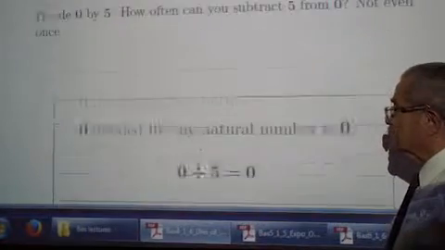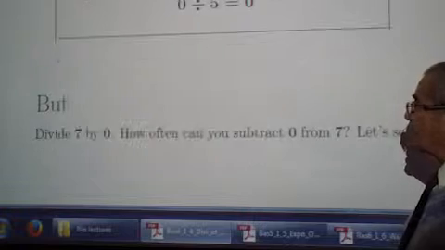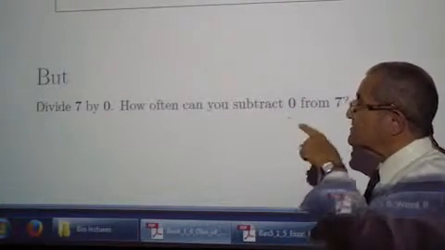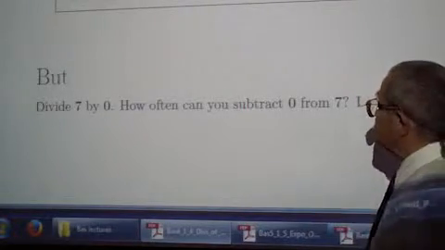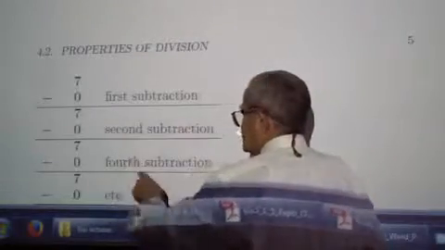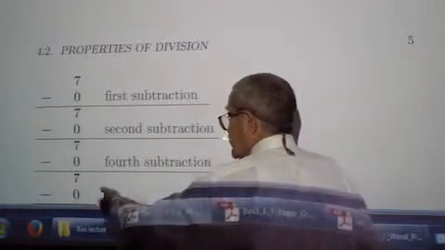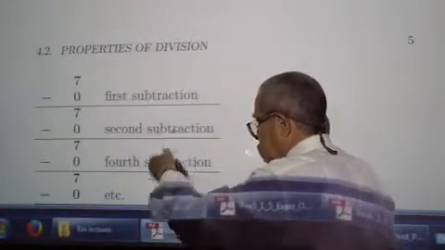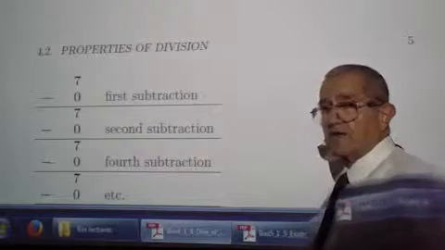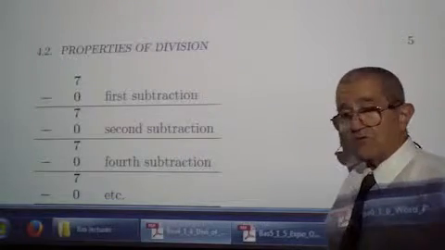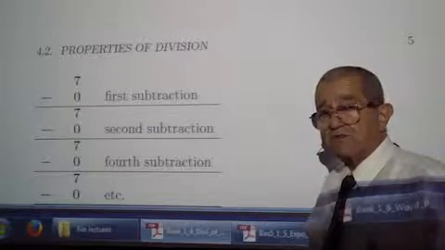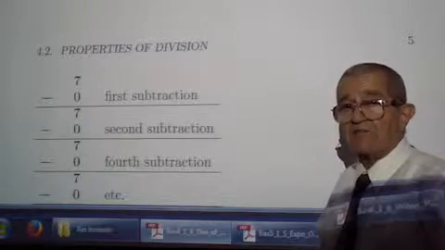But be careful. How often can you divide 7 by 0? How often can you subtract 0 from 7? You can do it once, you still have 7. You can do it a second time, a third time, a fourth time. No matter how often you subtract 0, you're left with 7. You can keep on going more and more and more. So how many times can you do it? I don't know. There is no such number. If you think you can do it only 1,000 times, I can do it 1 more time than 1,000.